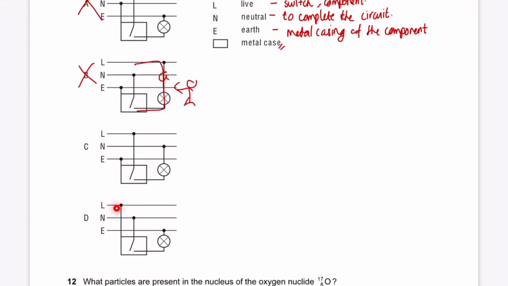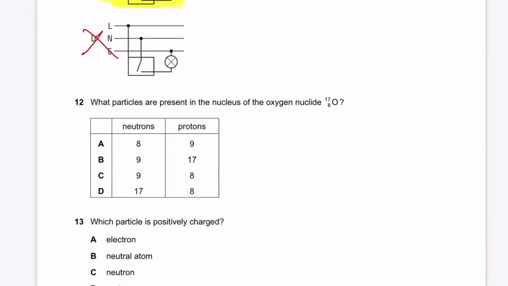Option D, the live wire is connected to the metal casing straight away, whereas the neutral wire is connected to the switch and the earth wire is connected to the light bulb, which is a wrong way to set up the circuit. So C is the only correct way to set up this circuit. Okay, let's move on to the next question, which is question 12.